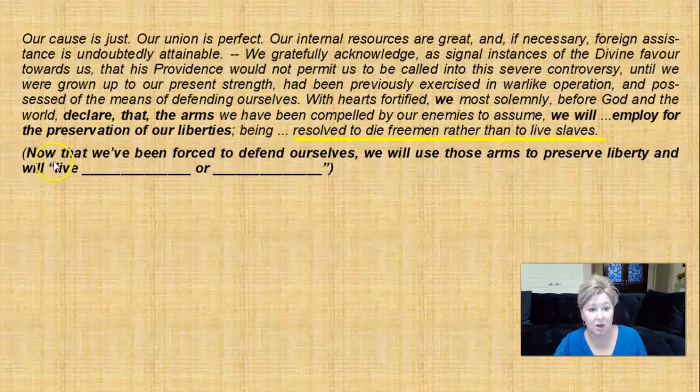We summarize that here. We've been forced to defend ourselves. We will use those arms to preserve liberty, and we will live free or die. That becomes, I believe, the slogan, the motto for the colony of New Hampshire. Live free or die.